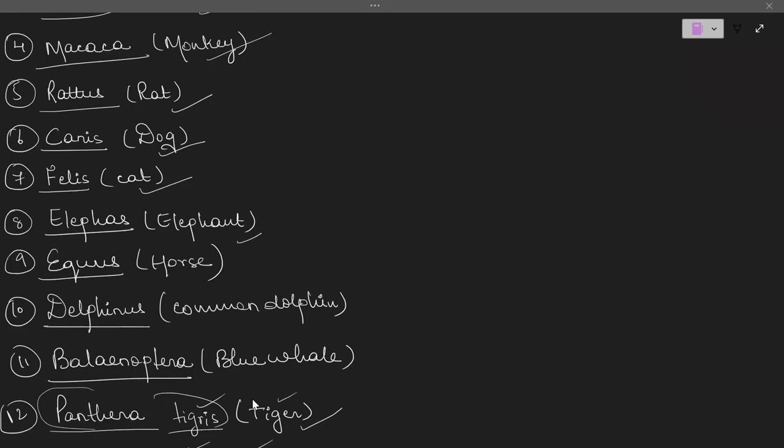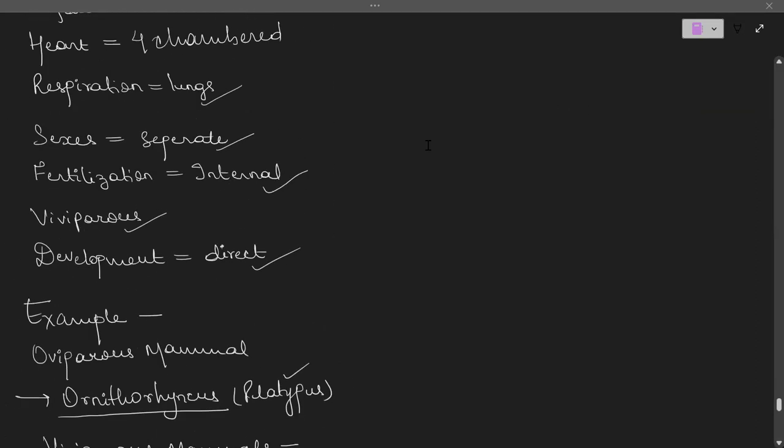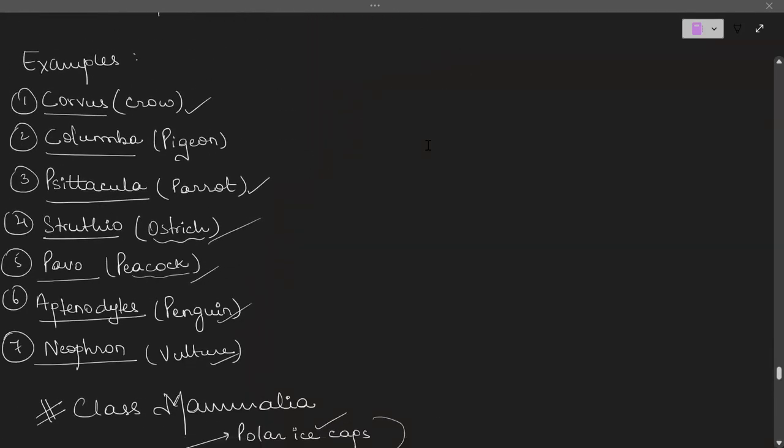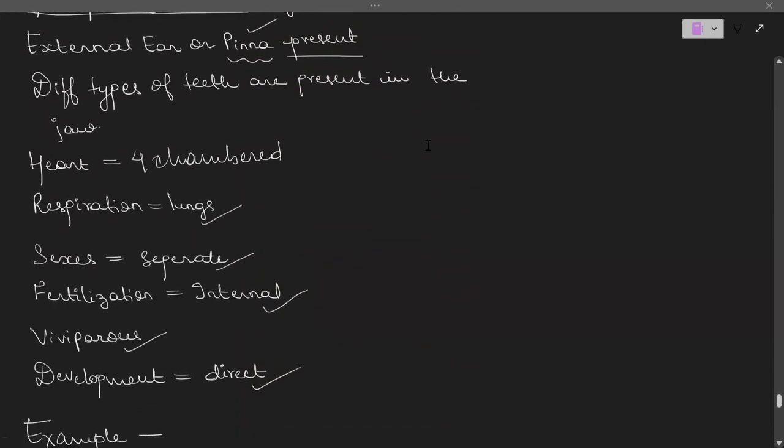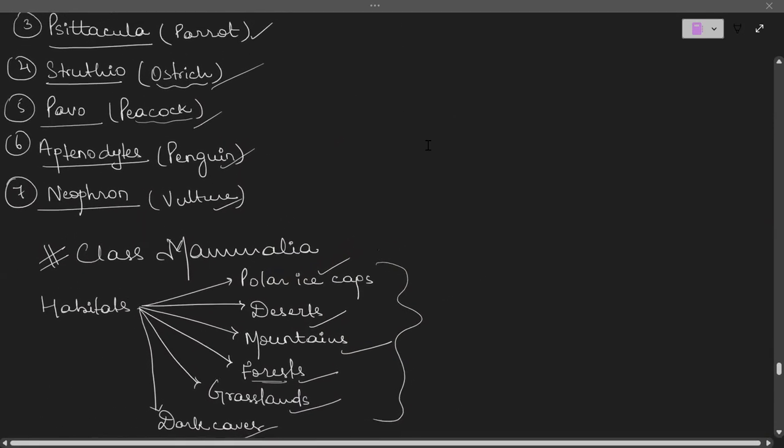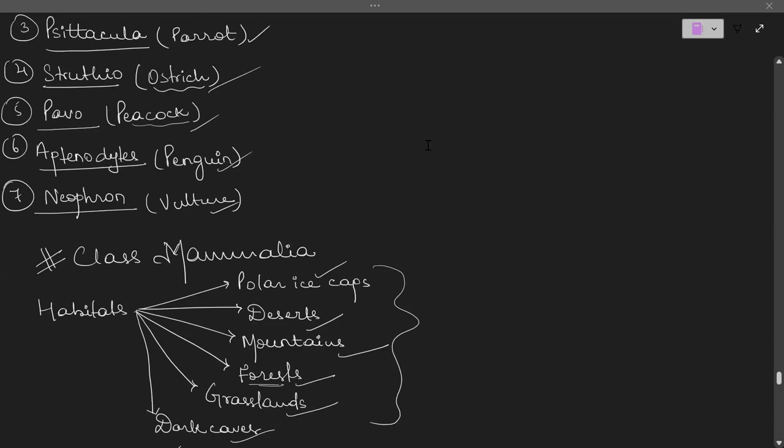Ma'am, do we also have to learn the scientific names? 100%. You have to, because many a time in the question, they will refer to an organism with its scientific name only. Maybe they are talking to you about a characteristic of the class Mammalia. And then they'll give you the scientific name of some other class or some other phylum. So if they say Psittacula have mammary glands present in them, now you should know what Psittacula is to understand whether or not they would have the mammary gland present in them. So 100%, all the examples are very, very important.